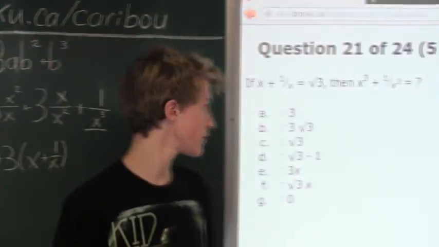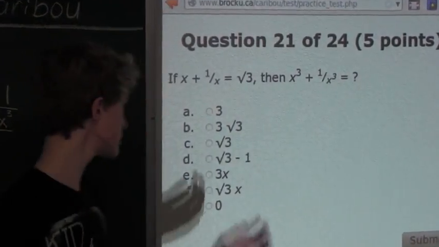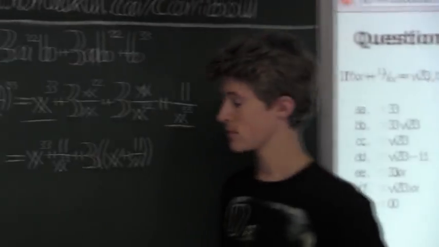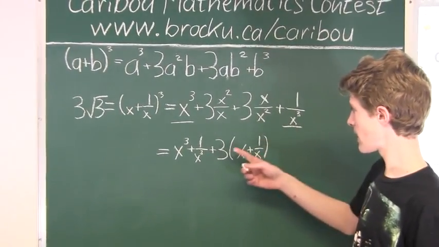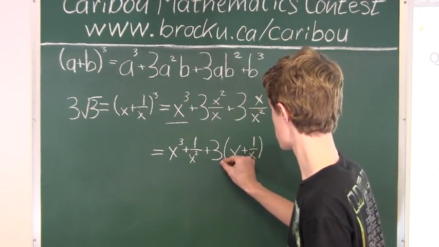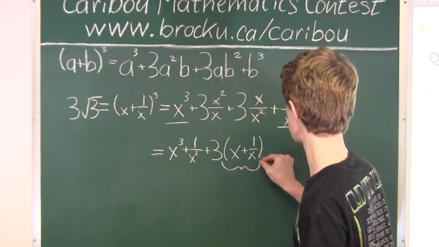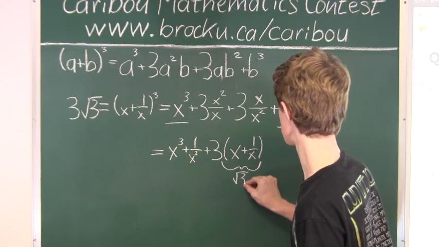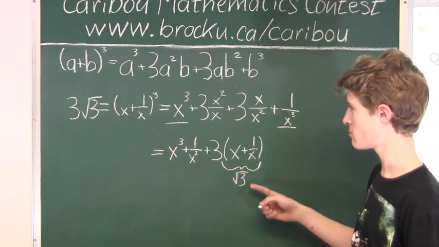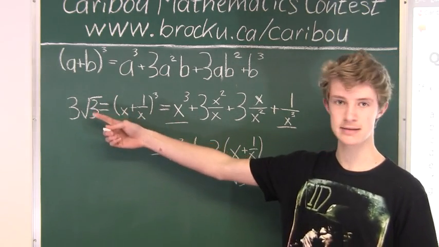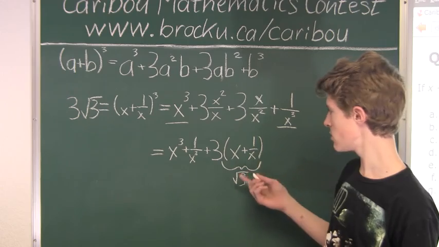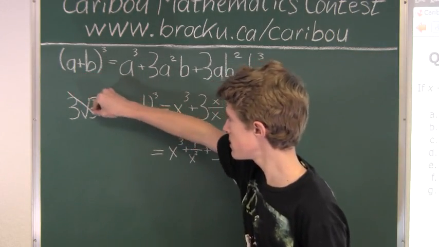So, as you can see from the question, here x plus 1 over x, we already know from the question, which is square root of 3. So instead of writing x plus 1 over x, we will write this as the square root of 3. So we have x cubed plus 1 over x cubed plus 3 times the square root of 3. Well, if you look at the left-hand side, we have also 3 times the square root of 3. So now we will cancel out both 3 times square root of 3.